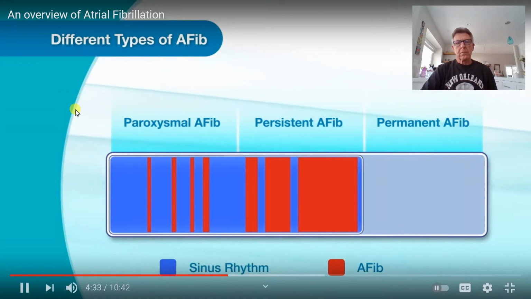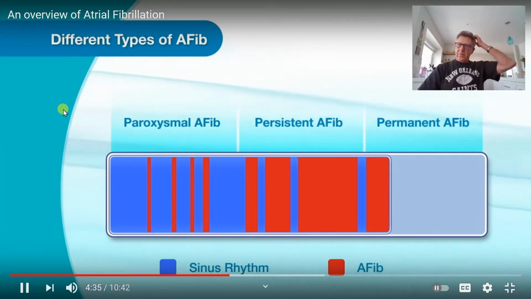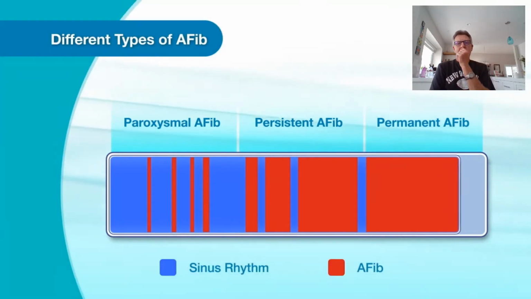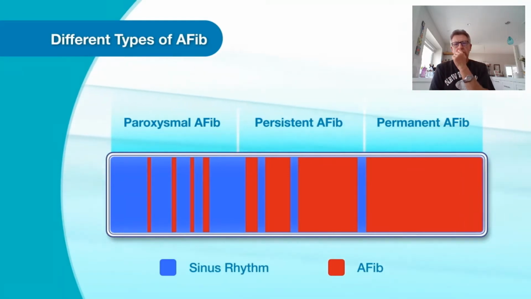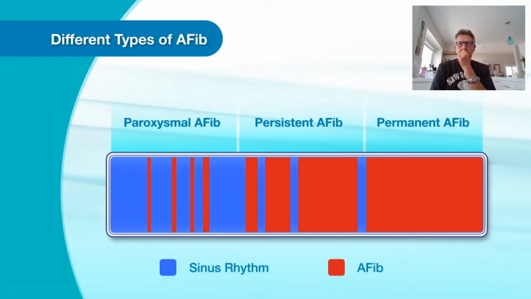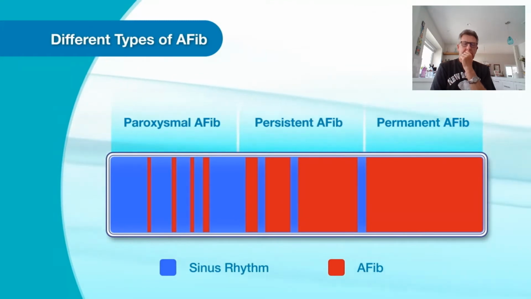In some people who have had AFib for a long time, the heart may not be able to return to a normal rhythm at all. This is called permanent AFib. Notice that over time, the red areas are larger and more frequent. This is why it's important to talk to your healthcare provider to be sure that you're doing all you can to keep your heart in rhythm.